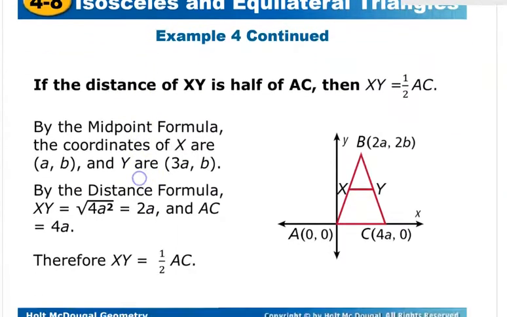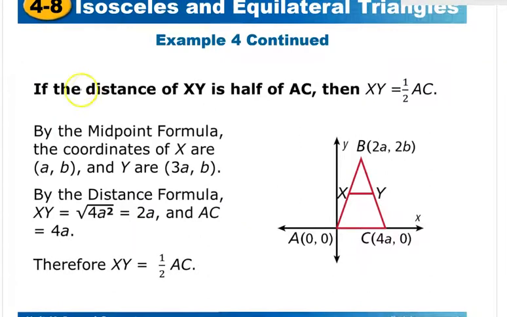So my if-then statement's a little weird. You don't need to say all this. You can just say if XY is half of AC, then XY is half of AC, which is weird to say. It's kind of repeating itself. I do believe there's one of those on your homework, but it's okay to say that. So if this happens, then it happens.